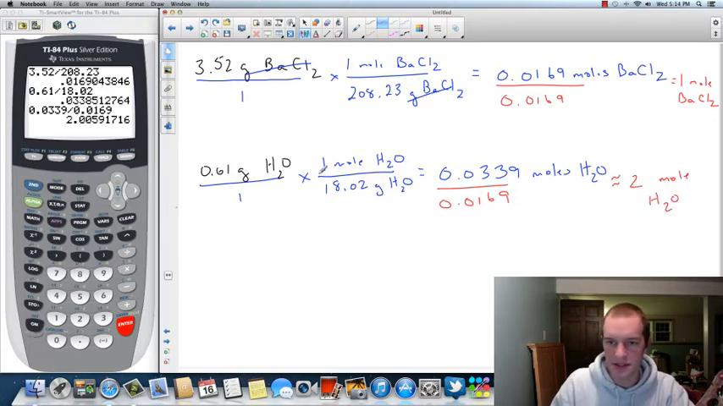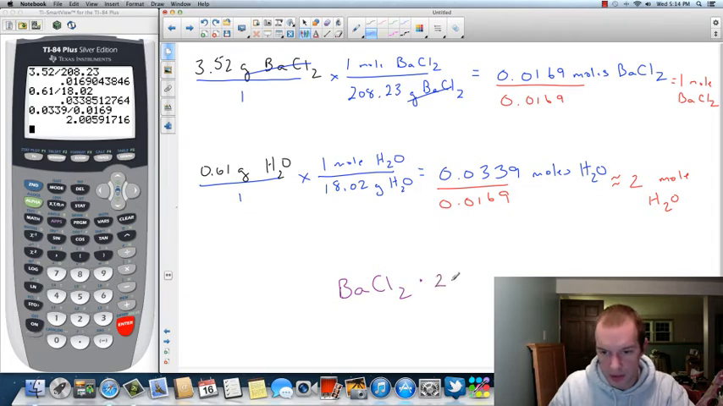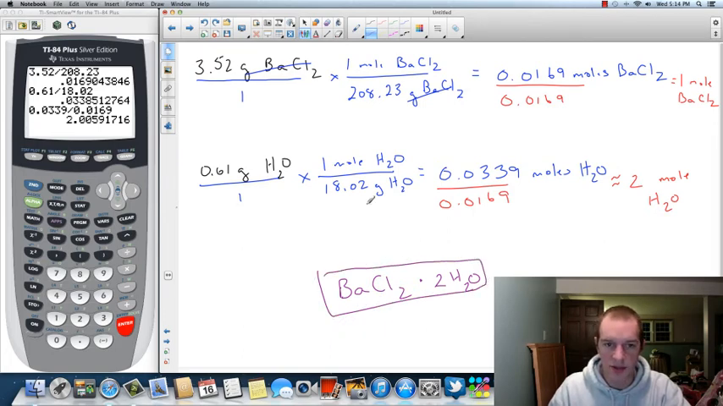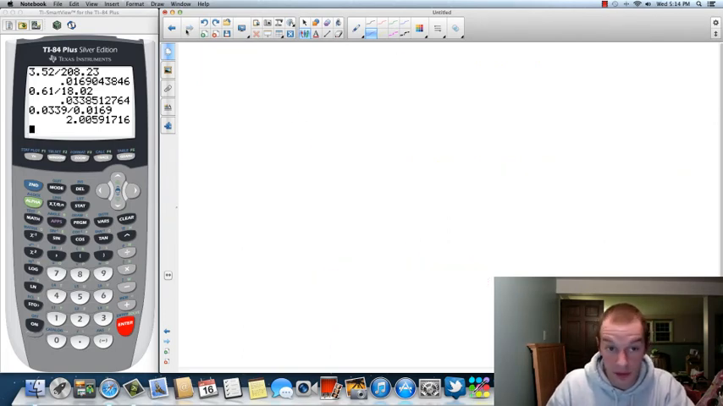So what that tells us is that the overall formula of the substance is going to be BaCl2, 1 mole of BaCl2 for every 2 H2O. So the hydrated compound, therefore, is BaCl2 dot 2 H2O. Okay, let's take a look at another example.